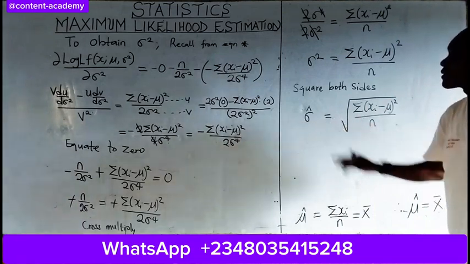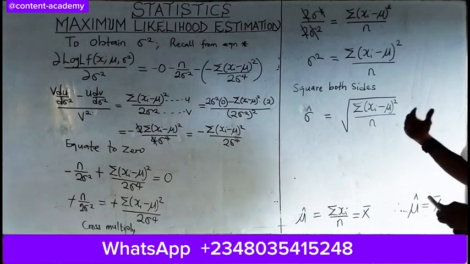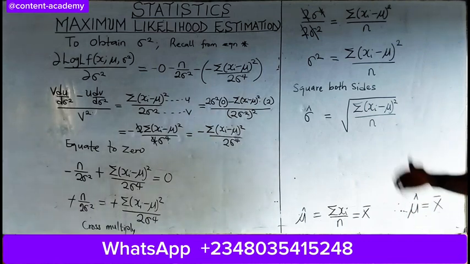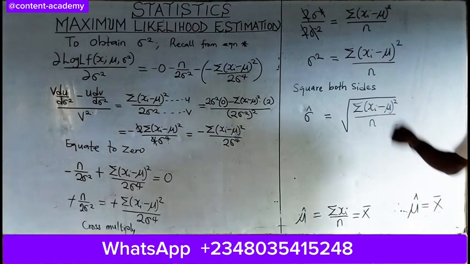This becomes our estimate. So that is how we can obtain the mean and the variance for the normal distribution.